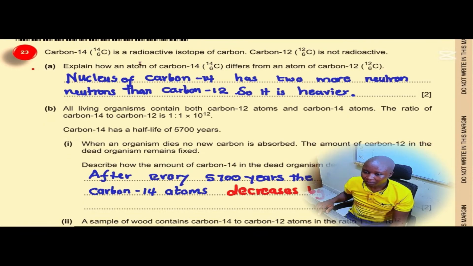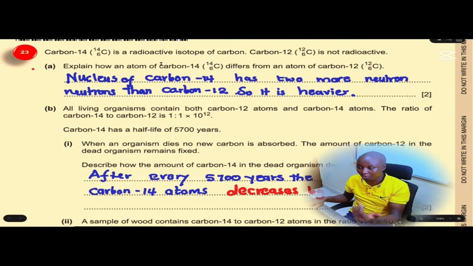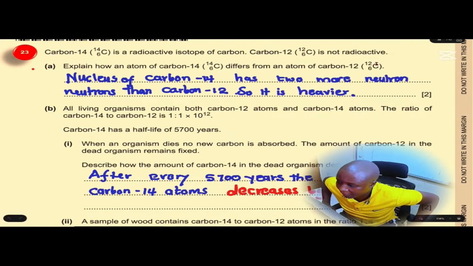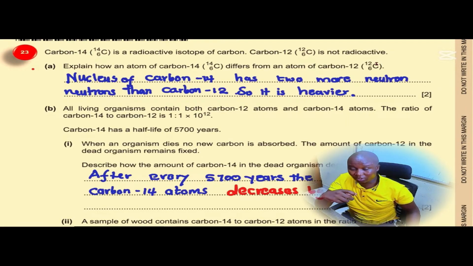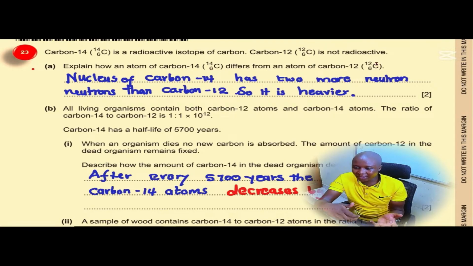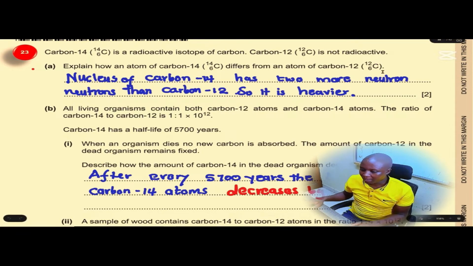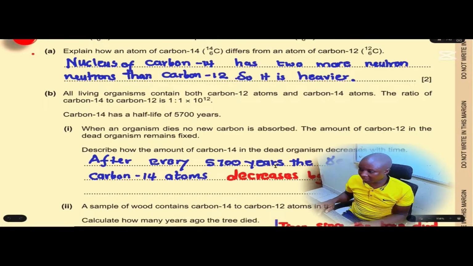Explain how atom of carbon 14 differs from the atom of carbon 12. We need to understand that they have the same proton number, but they have different number of neutrons. So you can say carbon 14 has 2 more neutrons than carbon 12. So atom of carbon 14 has 2 more neutrons, and so that means it's going to be heavier than the other one.